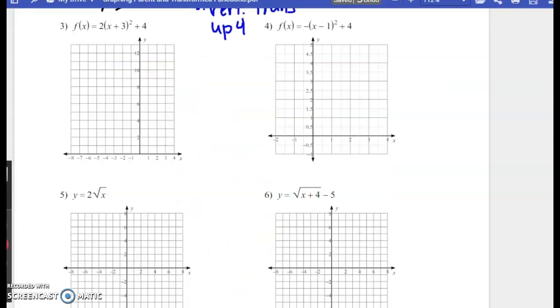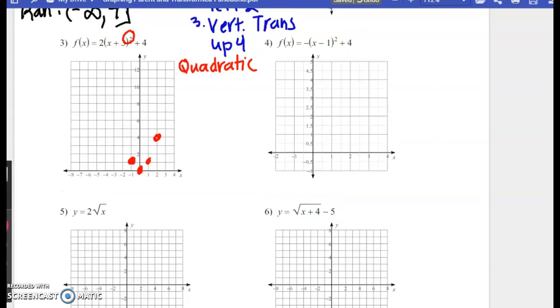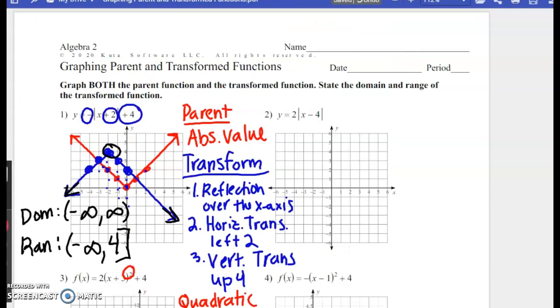All right, here's number 3. Number 3, if I look at it, I can see the parent function is going to be a quadratic. This is telling me the parent function is quadratic. I don't have as much space on here. And then the quadratic parent from my notes, or from your notes, looks like this. I'm just literally taking the points that I plotted in my notes. Shoot.